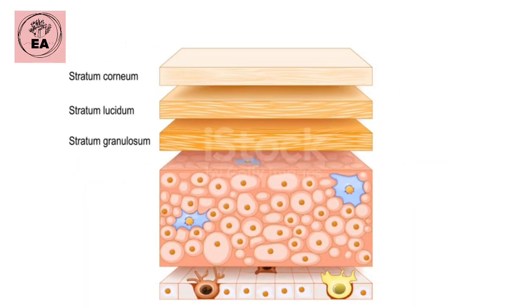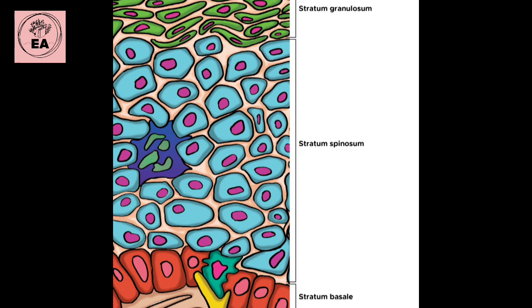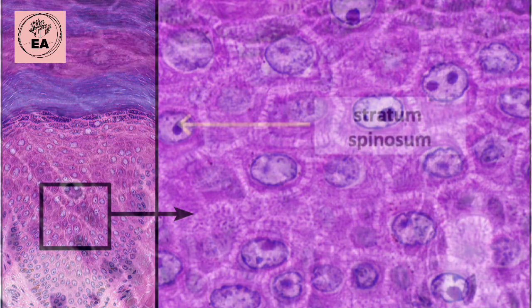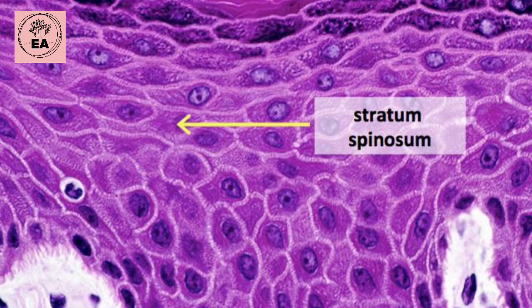Then stratum spinosum. It is the layer of the epidermis found between the stratum granulosum and stratum germinativum. Its function is to allow keratinocytes to mature. It is a layer so called because its cells are spiny shaped cells. Keratinization begins in the stratum spinosum, and the layer is composed of polyhedral keratinocytes.